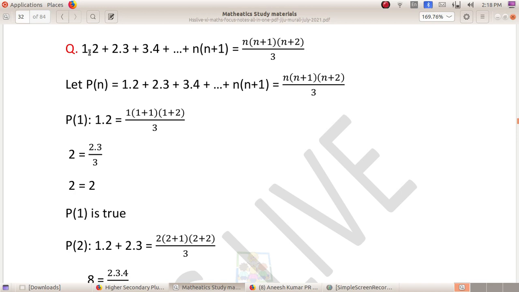Firstly, we are taking this left hand side, or this whole term, as P of n. What is P of n? 1 into 2 plus 2 into 3 plus 3 into 4 plus etc. plus n into n plus 1 equal to n into n plus 1 into n plus 2 divided by 3. So this expression is taken as P of n. So what are the conditions under the principle of mathematical induction? First we have to prove this statement is true for n is equal to 1. That is the condition under this principle.